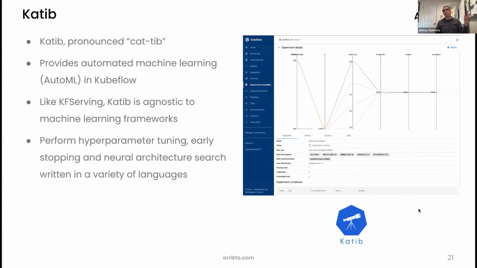The next component to be thinking about is going to be Katib. Now, Katib is going to provide the automated machine learning, or AutoML as it's known, inside of Kubeflow. AutoML is basically the idea of how do we make things like hyperparameter tuning, early stopping, neural architecture search, and a bunch of other sophisticated machine learning techniques accessible to more mere mortals, right? And one way to do that is through AutoML. So Katib is going to be the gateway for folks to get access to that rich machine learning functionality. Like KF Serving, Katib is agnostic to your frameworks, but there's a few that are supported right out of the box.